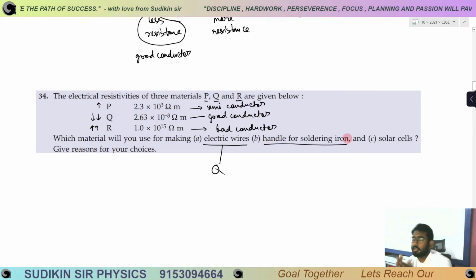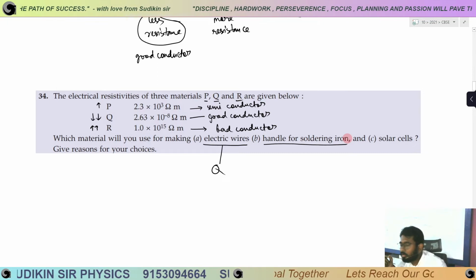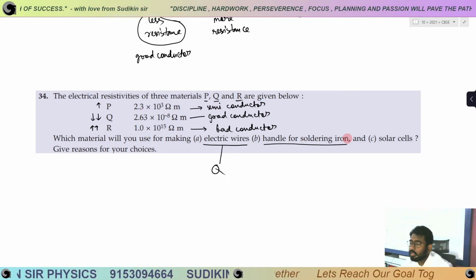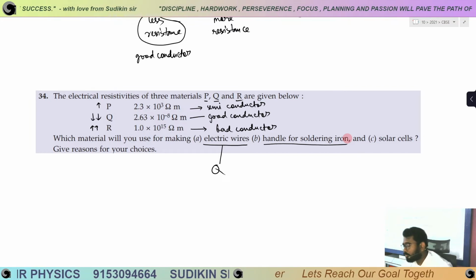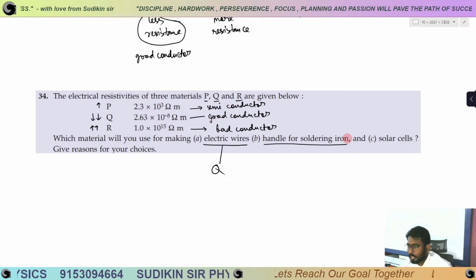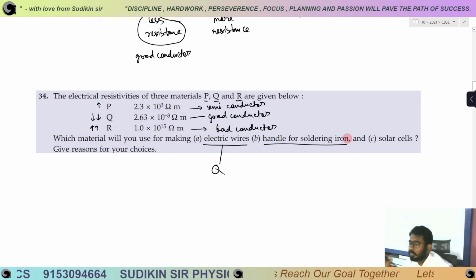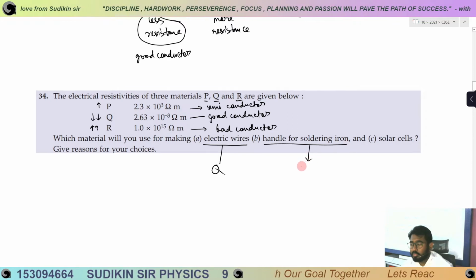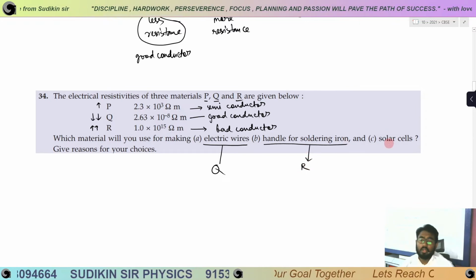Do you want to get the electric shock from the soldering iron? No, you don't want that. Do you want to get the heat from the soldering iron? Do you want to get that? No. So if you make a handle for that, will you be using an insulator or a good conductor? Insulator. So this one will be. Tell me which one? R. Very good. Okay, solar cell.